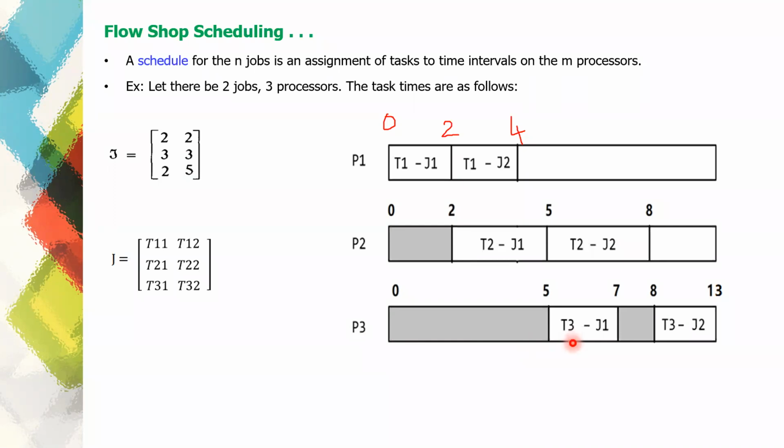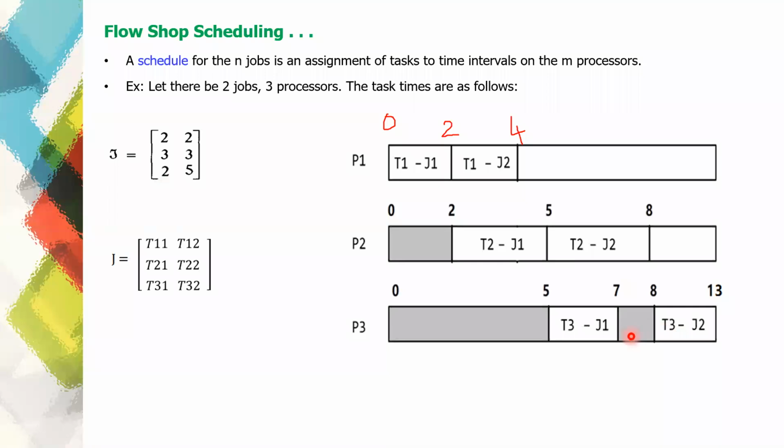Task 3 can be started only after task 2 is finished. Then only task 3 of job 1 can be scheduled. So I've scheduled here starting from the 5th time unit, and it is ending at the 7th time unit. That is, it is taking 2 time units. This is because in the given problem, the value of T31 is equal to 2.